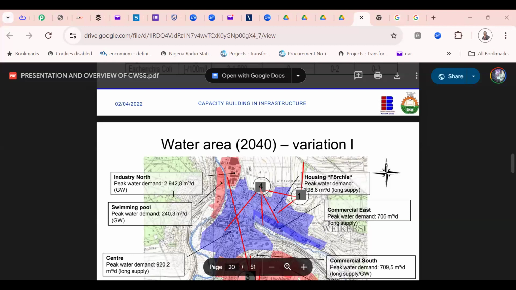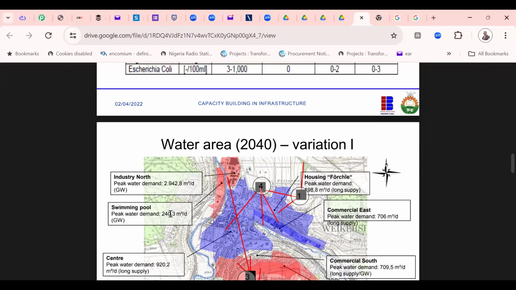So look at this chart. Here now, gentlemen, you can see that the demand for this place is 240 liters per day. What I wanted us to do, and what is the assignment for this week, is to get me the pipe sizes for each of these areas. So in other words, industrial node, what is the pipe size?